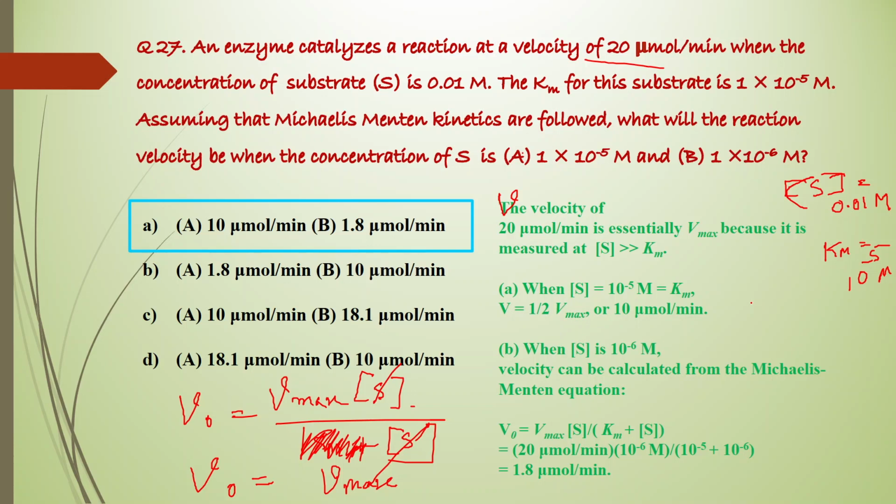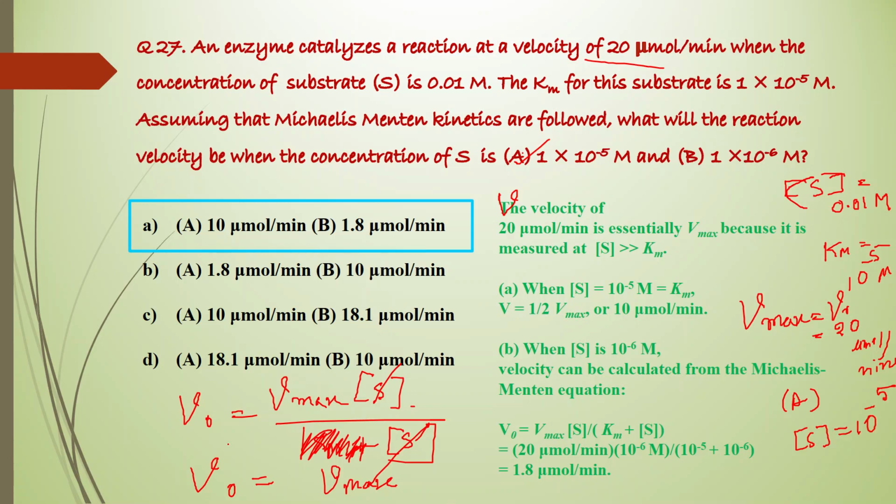Okay, so you already know that our Vmax value or V0 value would be 20 micromolar per minute. That is what we are getting from the equation that I have shown here. Now let us look at the first option. What if we change our substrate concentration to 10 to the power minus 5 molar? So now for option A, our substrate concentration is 10 to the power minus 5.